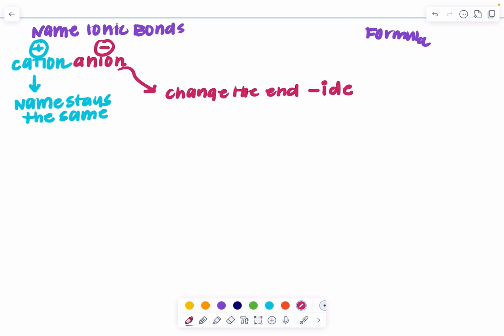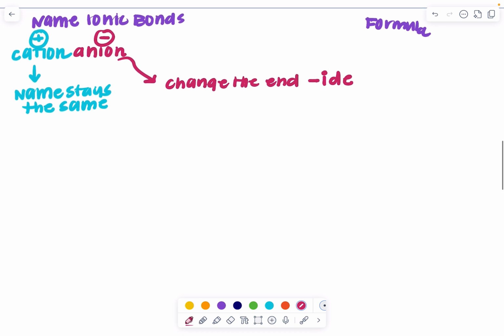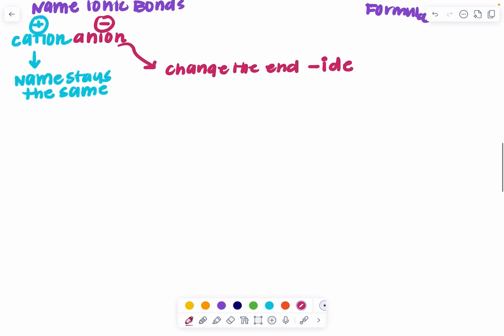Instead of it being like oxygen, it'll be oxide. And again, I think once we do some examples, it'll make a little bit more sense. The formula, all you need to know for the formula is that the charges need to balance. This requires some math, but it's really basic addition and subtraction. Let's look at an example.